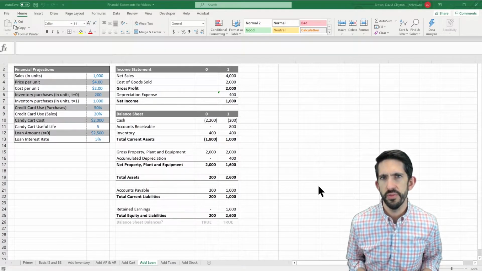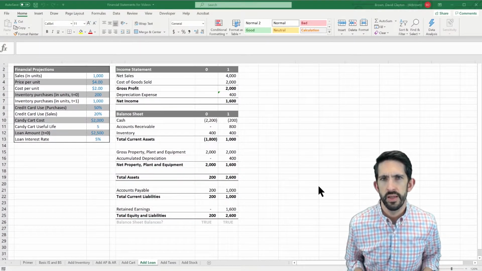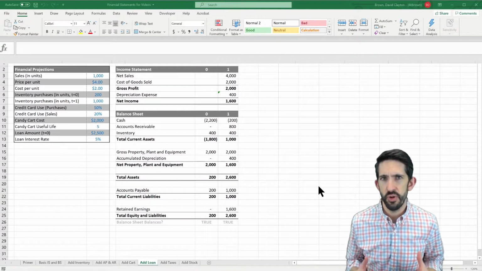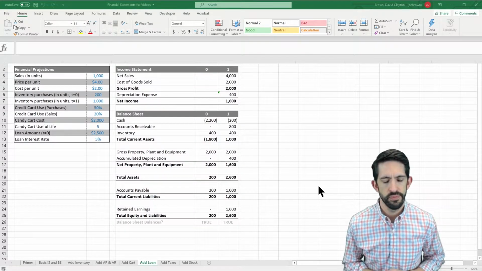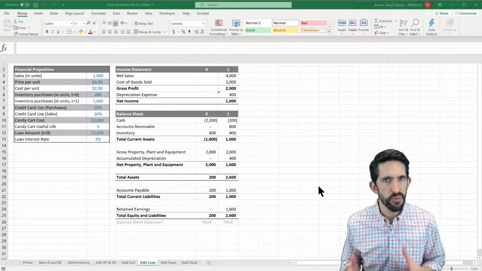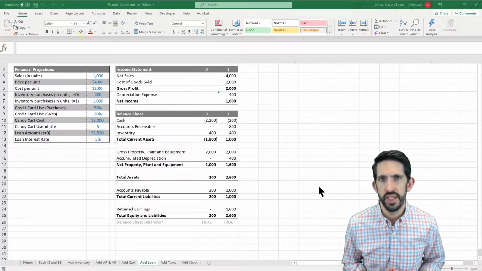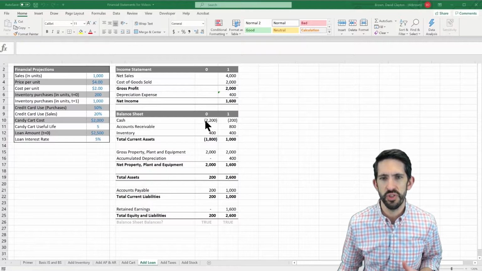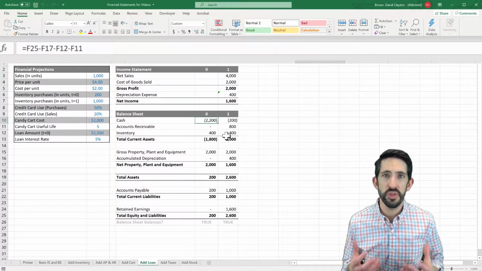In the last video, we added our cart and our fixed assets into our budget. In the last video, we added our cart, our fixed asset, into the balance sheet. We realized that we didn't have enough cash to cover that, right? We had a negative $2,200 of cash, so we need to do something to fix that.